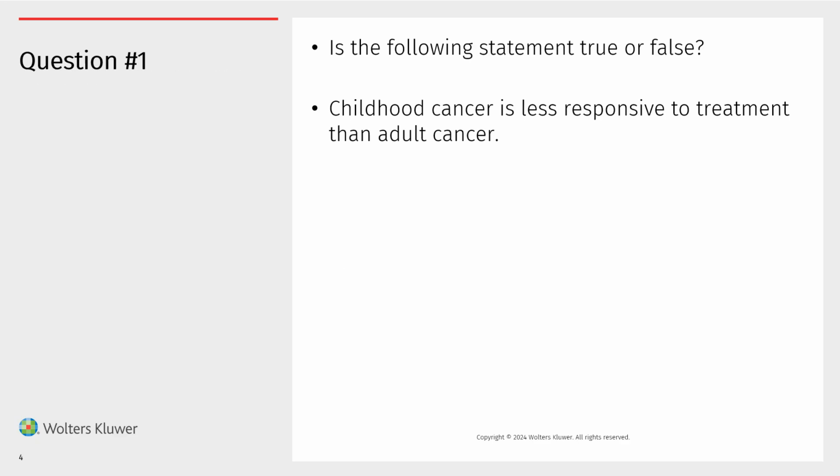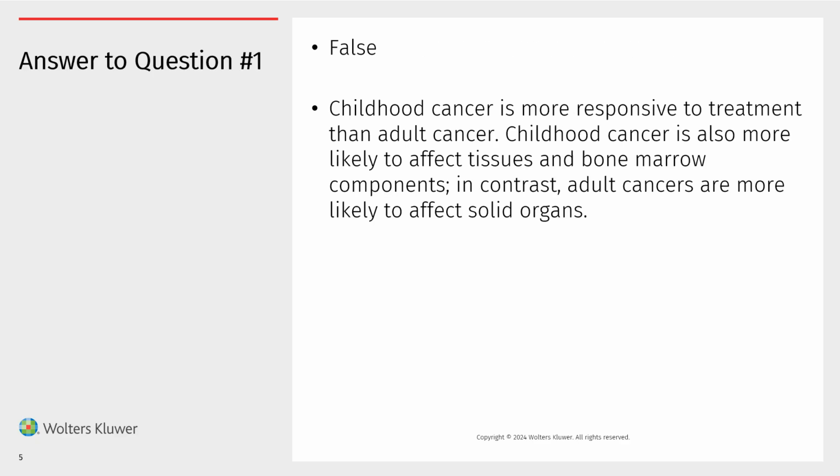So is the following statement true or false? Childhood cancer is less responsive to treatment than adult cancer. This comes from the slide I just asked you to take a quick look at. So if you took a quick look, you can probably answer this. False. Childhood cancer is more responsive to treatment than adult cancer. Childhood cancer is also more likely to affect tissues and bone marrow components. In contrast, adult cancers are more likely to affect solid organs.